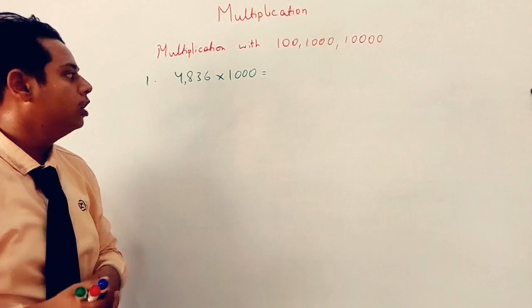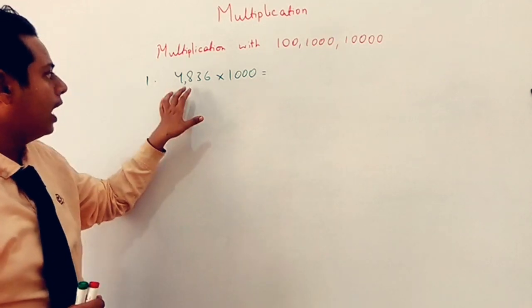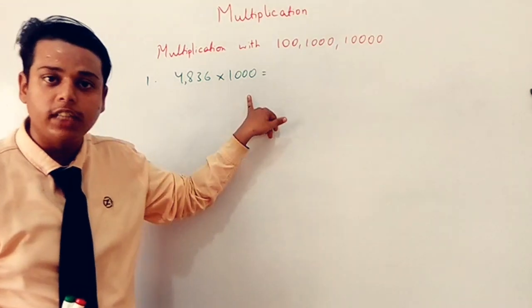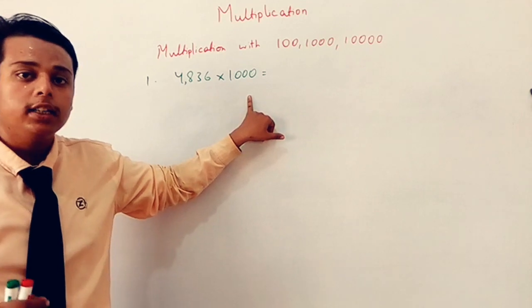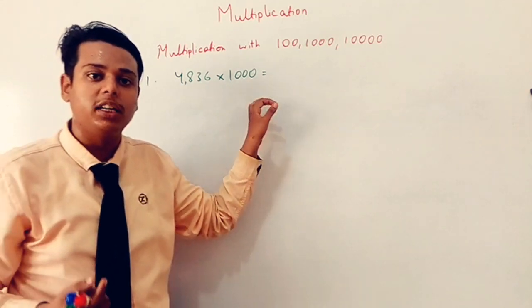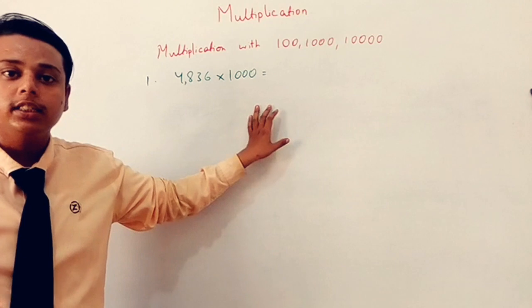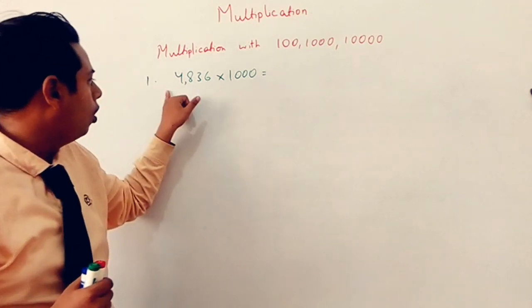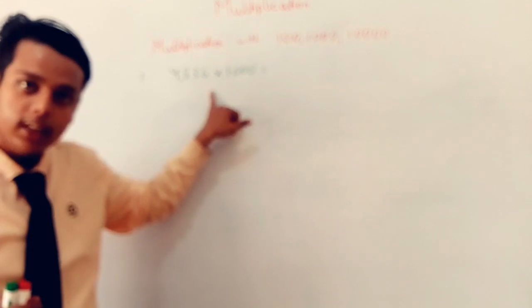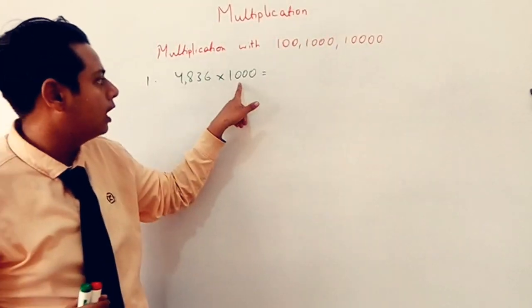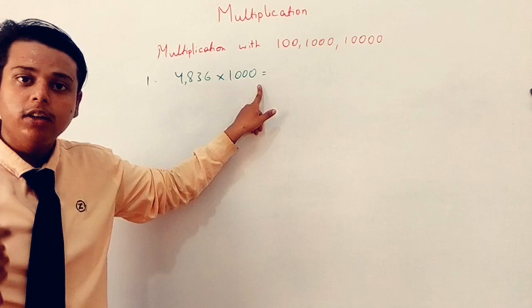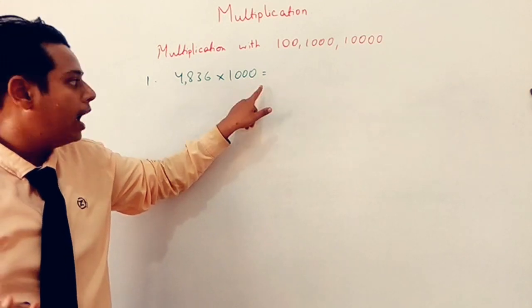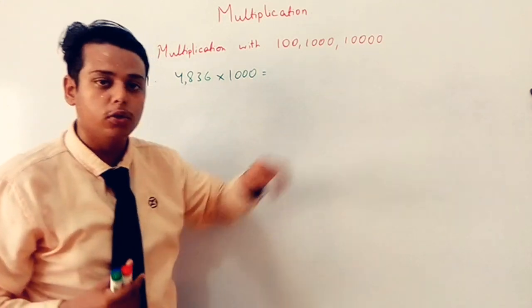Now, as we know, whenever we are multiplying any number with a value which has zeros in the end, we will simply copy the first number over there, then we will count the zeros from the value, and just write the zeros over there.